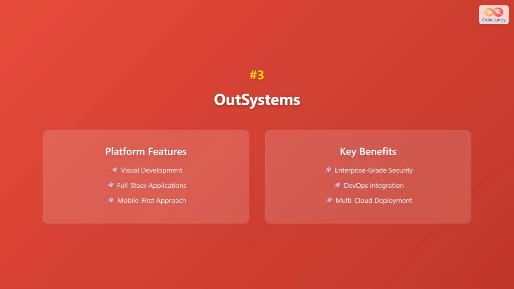Platform number 3 is OutSystems. It provides features like visual development, enabling the creation of full-stack applications with a mobile-first approach. The key benefits of using OutSystems include enterprise-grade security, DevOps integration for streamlined development, and multi-cloud deployment options.